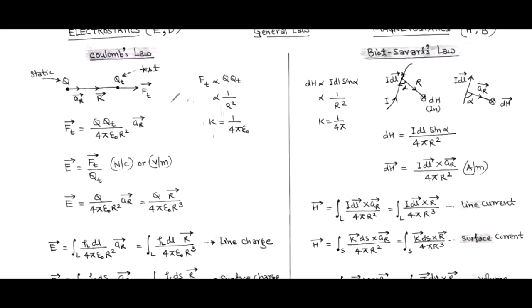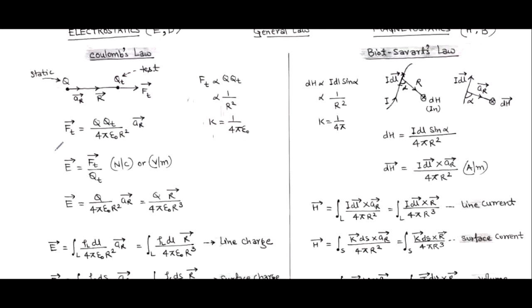And according to Coulomb's law, the force is directly proportional to the product of the charges, that is Q into Q suffix T, and inversely proportional to the square of the distance between them. And here there is a constant of proportionality K, and its value is 1 upon 4 pi epsilon naught. So the force on the test charge is denoted by F suffix T, and it is repulsive. It equals Q into Q suffix T upon 4 pi epsilon naught R square unit vector R. This is called Coulomb's law.